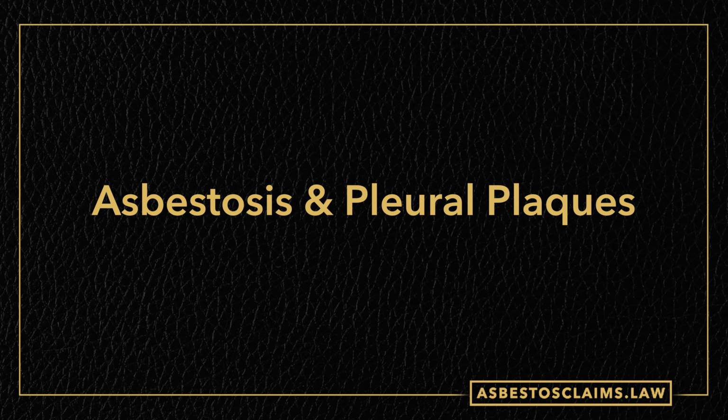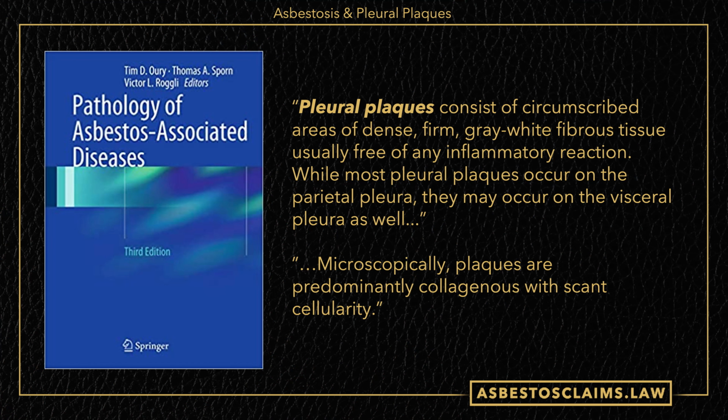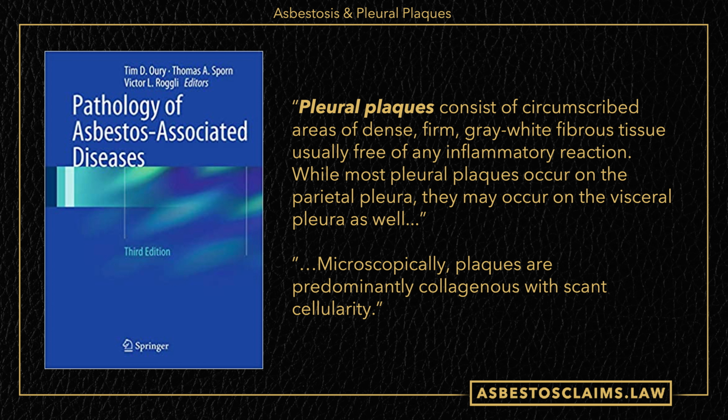We'll talk about pleural plaques first because they were actually seen first when they were doing autopsies on individuals who died of unknown causes. Now, pleural plaques, as described in this textbook by Uri, Sporn, and Rogley, I've always just called this Rogley's book. Victor Rogley is a doctor who's been involved in asbestos for a number of years. So in this book, pleural plaques are described as dense, firm, gray-white fibrous tissue. And that's exactly what it looks like.